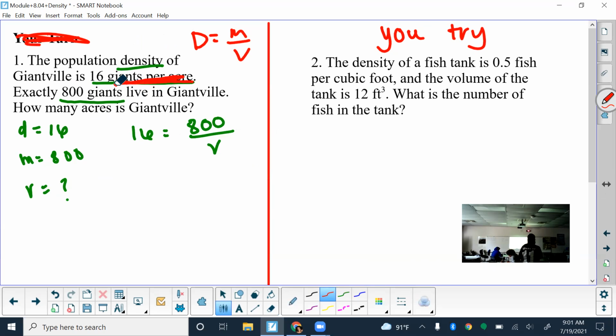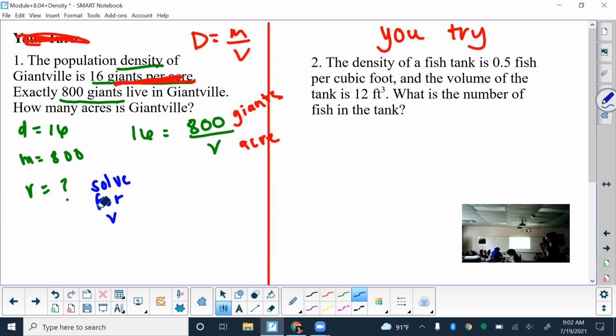Also notice the units for density are giants per acre. So the top is giants, the bottom is acre, so that matches up. Question so far? All right, now we're going to solve for V.